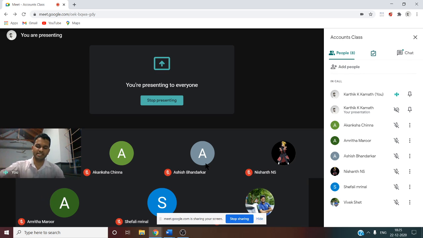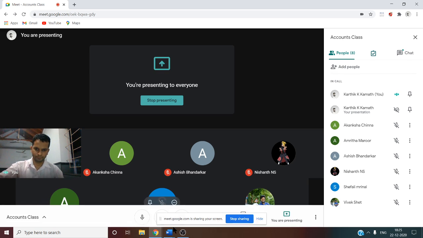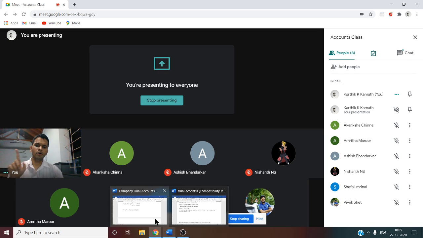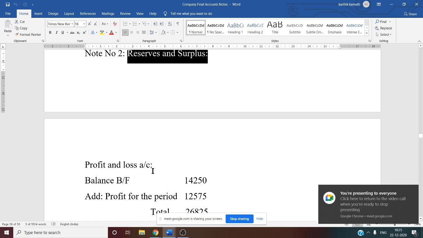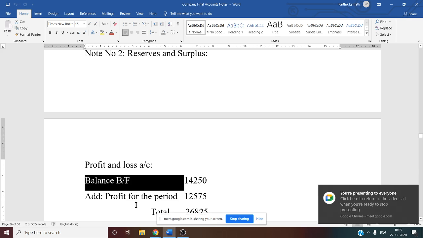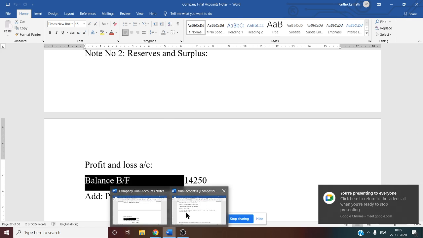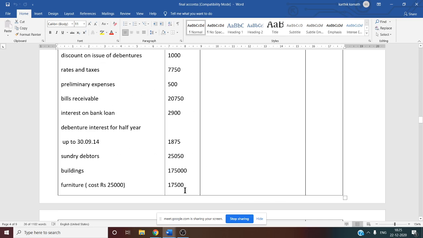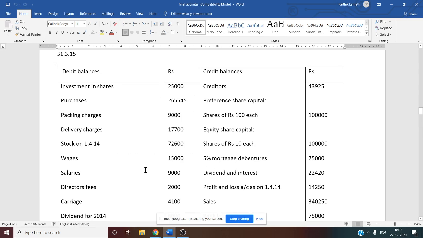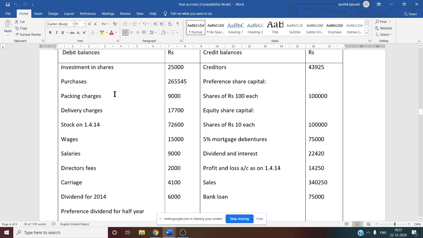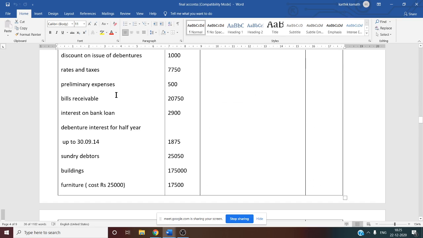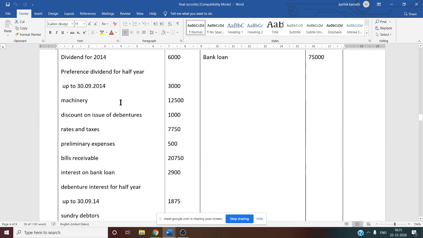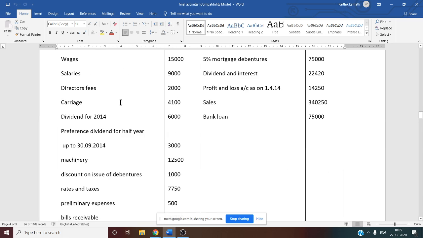Surplus information means profit and loss information. So now for profit and loss information, first thing you can write here, balance brought forward. Where will you get this amount? Balance brought forward. You have to see the question, you have to find the profit and loss account given in the trial balance. Where it is given, you have to search. See this. Now we have to identify where P&L information is given.